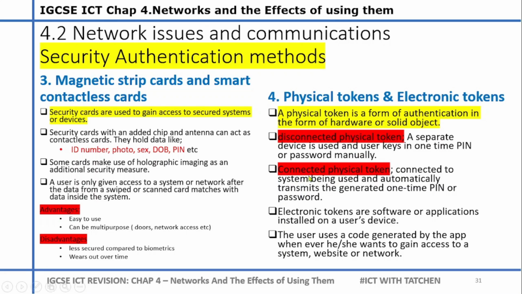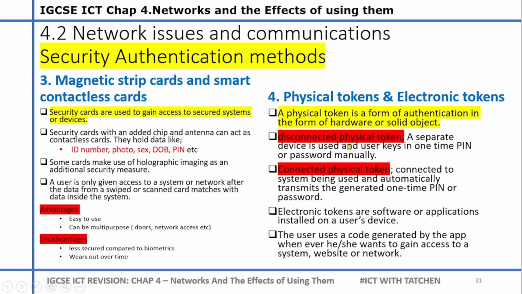system. Whereas a connected physical token is usually connected to the system being used and automatically transmits the generated one-time PIN or password. It's like you plug in the device, usually in the form of a thumb drive. Once you plug it into your system, it automatically generates a PIN and gives you access into a system. So electronic tokens are software or an application installed on a user's device.